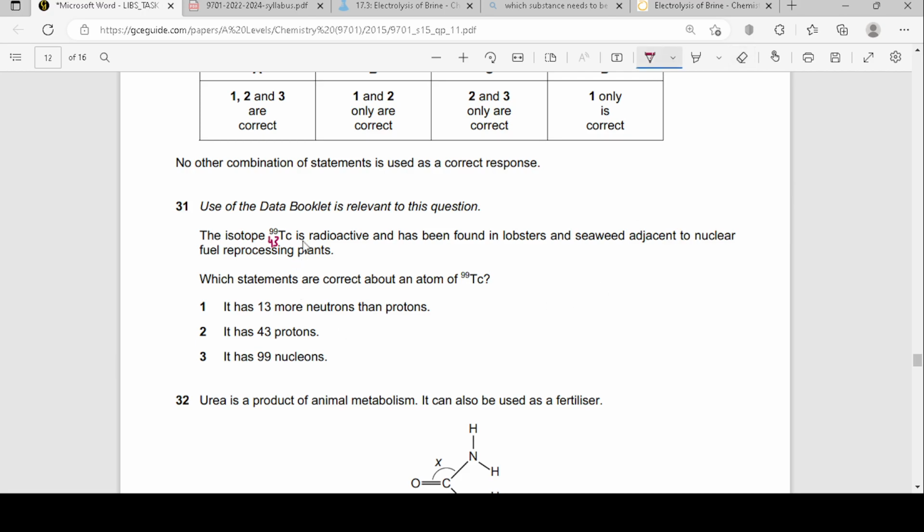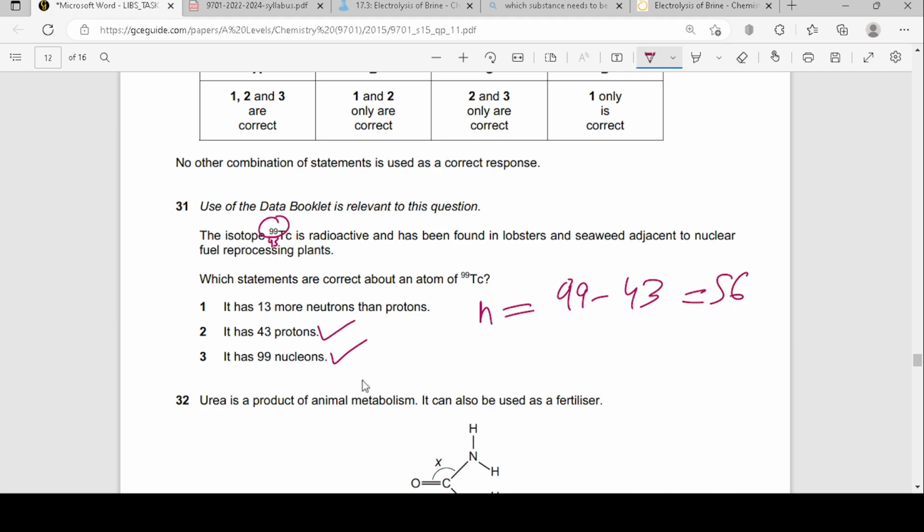As I've already told you, it has 43 protons, so this statement is correct. It has 99 nucleons, that's also correct. We can see that over here, this is the number of nucleons. It has 13 more neutrons than protons. If we find out how many neutrons it has, n equals 99 minus 43, which is 56.